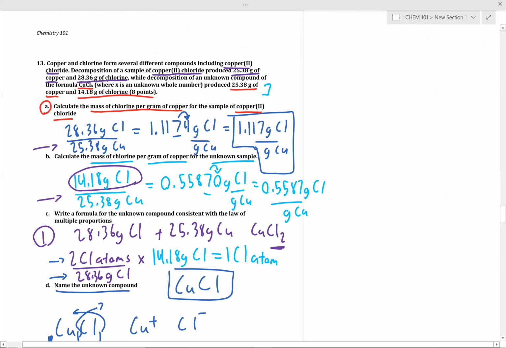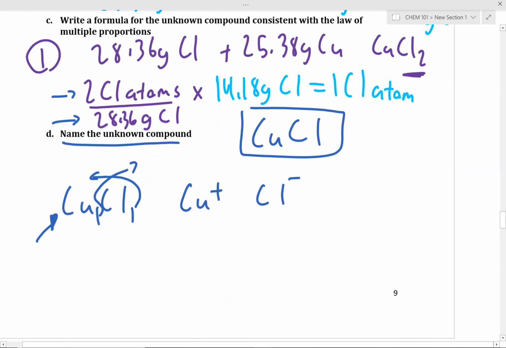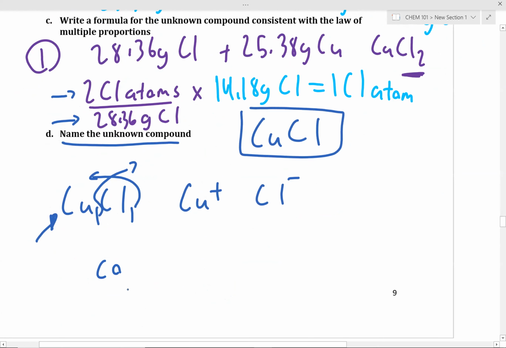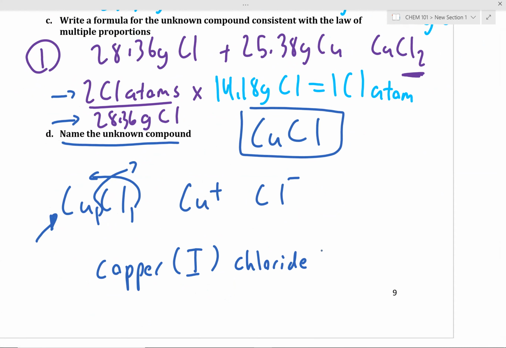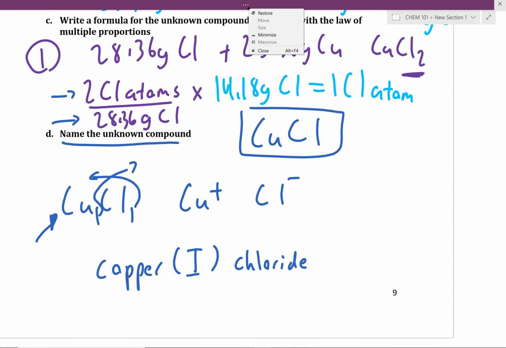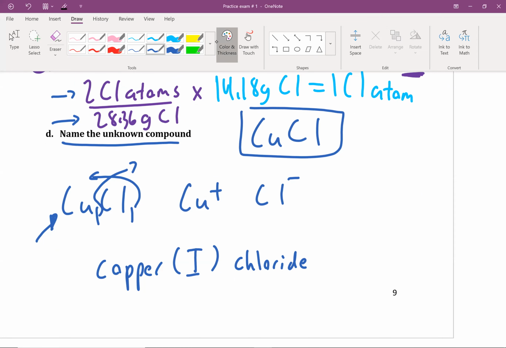So now we have some information to name this compound. So this would be copper. What's the charge of copper? 1. And then instead of chlorine, we'd write chloride. Okay, perfect. All set? Does that make sense to everyone? Okay, let's now continue on.